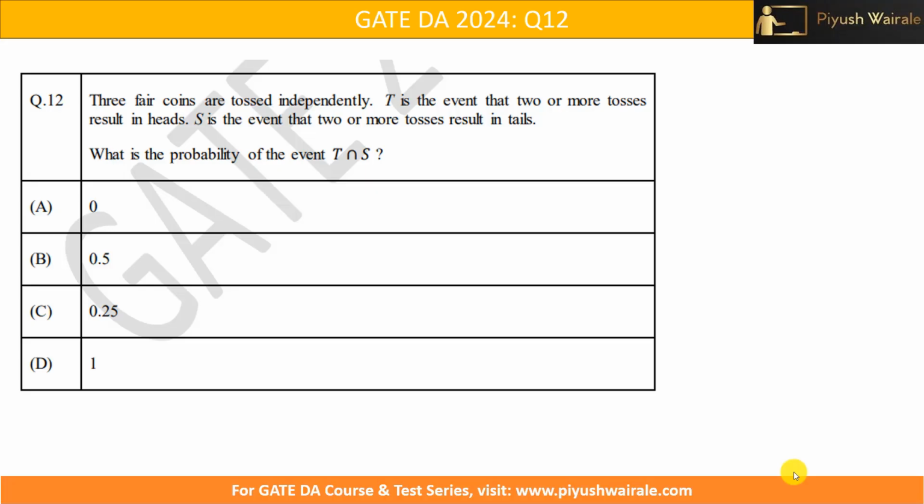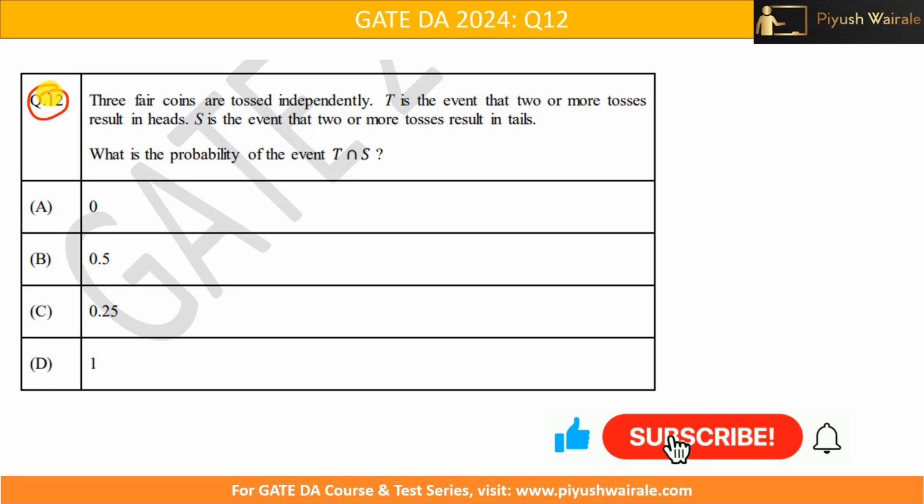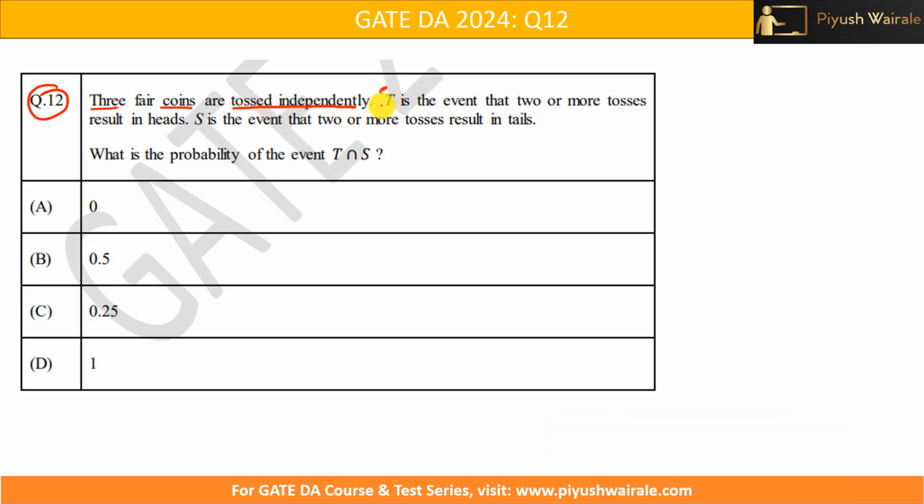Hello everyone. In this video, we are going to discuss question number 12 of the GATE DA24 exam. The question is: three fair coins are tossed independently. T is the event that two or more tosses result in heads. S is the event that two or more tosses result in tails. We need to find the probability of T intersection S.